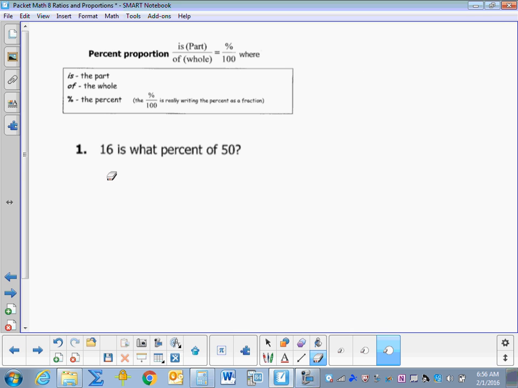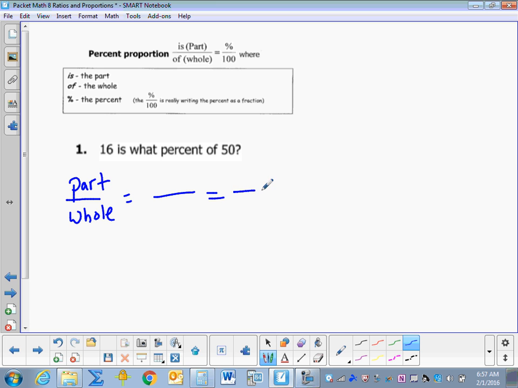So let's look at the first one. 16 is what percent of 50? Anytime I'm doing my percent proportion, I'm thinking in my mind that I'm going to be comparing a part to a whole. And I know I'm going to be writing a proportion, so I can go ahead and make my lines an equal sign. We're looking for the percent, so we know we're looking for a number over 100. 16 is the part, what percent of 50, the whole. So my proportion is 16 over 50 is equal to x over 100.